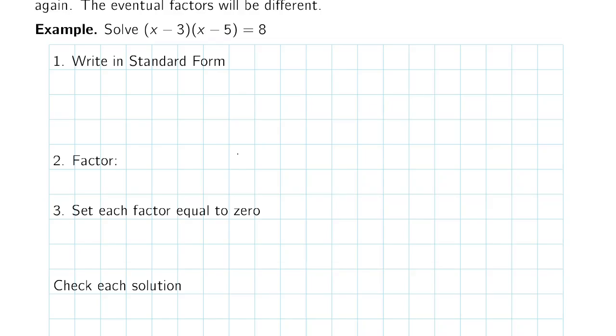First, we'll write our equation in standard form. So we've got x minus 3 times x minus 5 equals 8. We'll multiply that out. So x squared minus 5x minus 3x plus 15 equals 8. We'll combine like terms. x squared minus 8x plus 15 equals 8. And finally, we'll subtract 8 from both sides. So x squared minus 8x plus 7 equals 0. This is now in standard form.